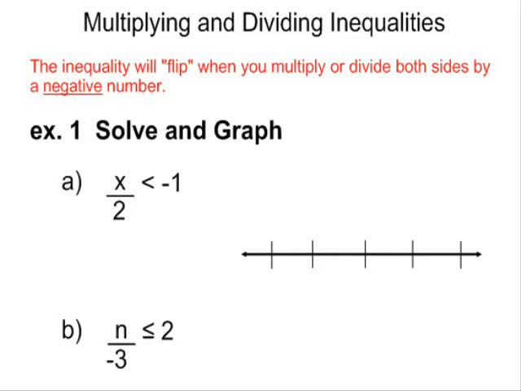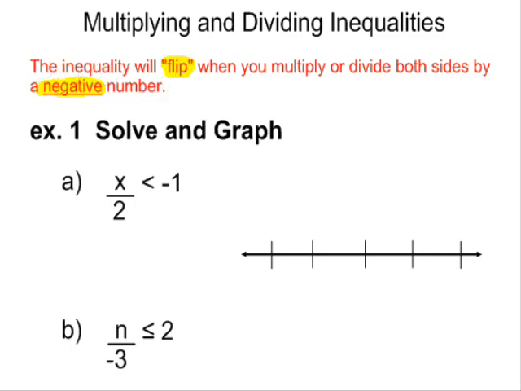In the last video, you saw that adding and subtracting with inequalities was very similar to the way that we add and subtract with one-step equations. Today, when we're multiplying and dividing with inequalities, it's also going to be a lot like multiplying and dividing with one-step equations. The important statement to remember today is the one that's in red. The inequality will flip when you multiply or divide both sides by a negative number. And there are two key words in this sentence: flip and negative.